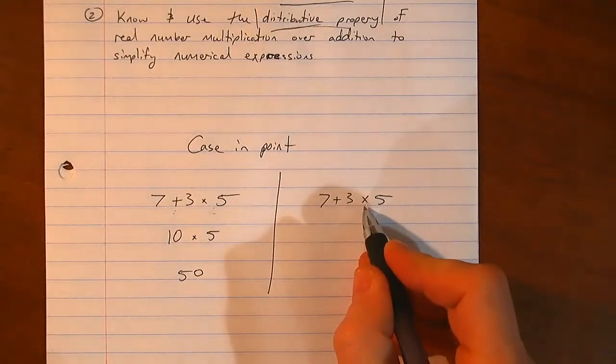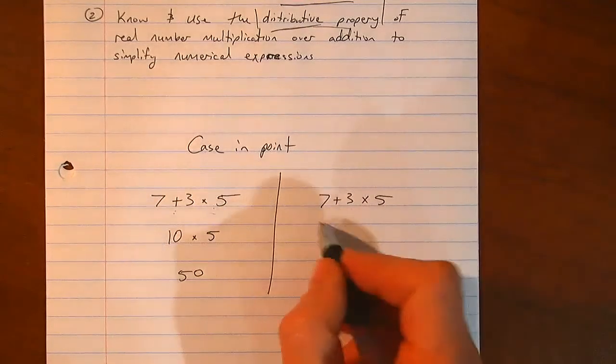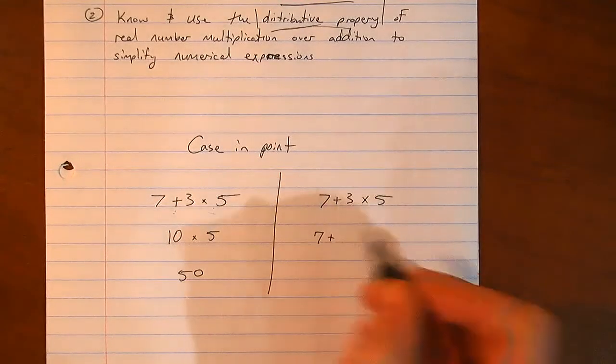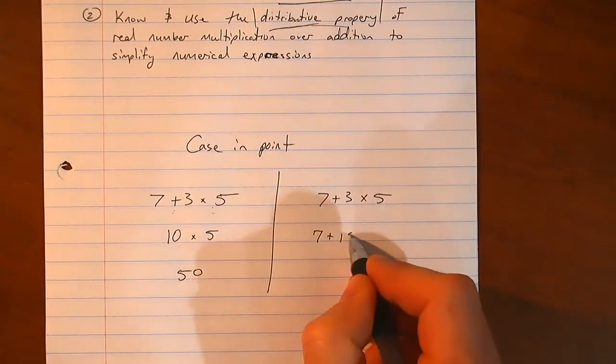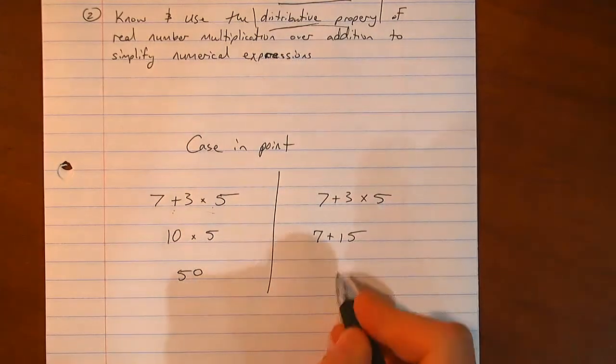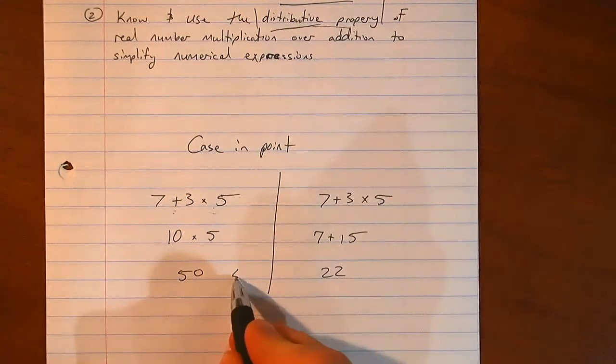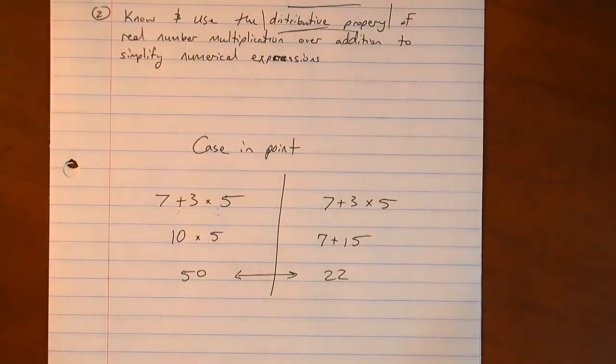However, if I did the multiplication operator first, then I would have 7 plus, and then 3 times 5 is 15, and 7 plus 15 is 22. So notice I get very different answers depending on which way I do it. Because we get very different answers, it is necessary to establish an agreed upon set of rules that all mathematicians will use when they are solving a problem. And the order of operations is the rules that we use.